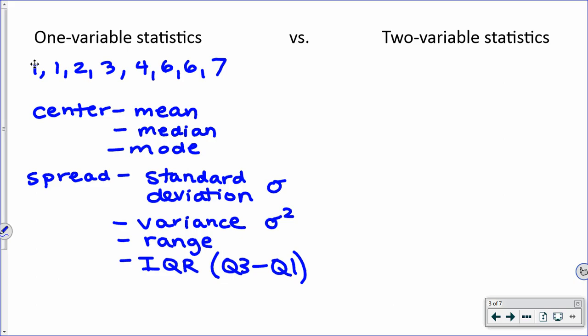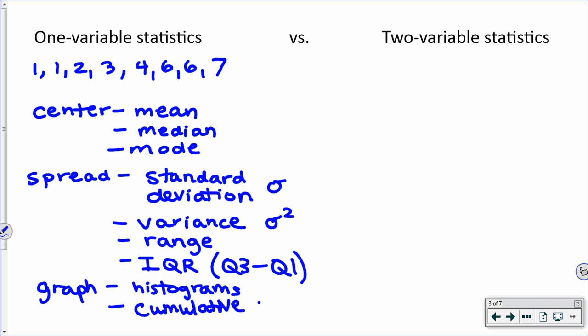And then there was a bunch of graphical representations for one variable statistics, including histograms, which are basically bar graphs. Histograms show frequencies, and ogives, or cumulative frequency curves. And we'll explore those later in this presentation.